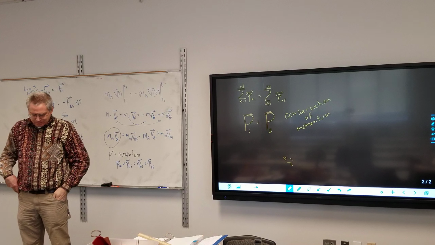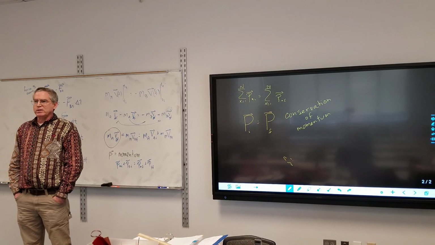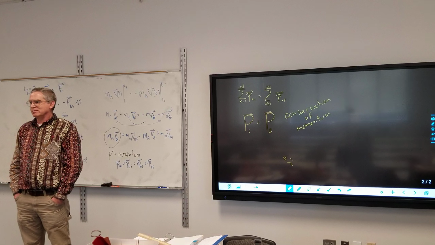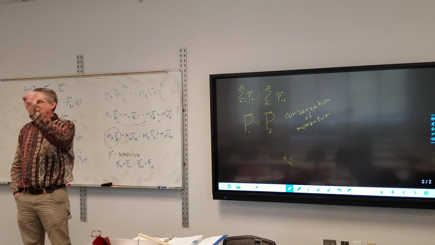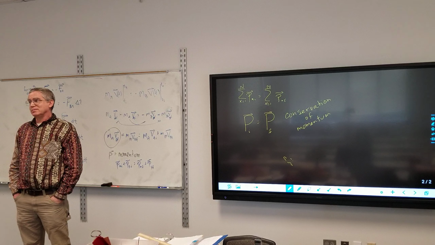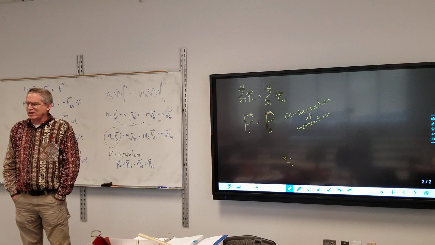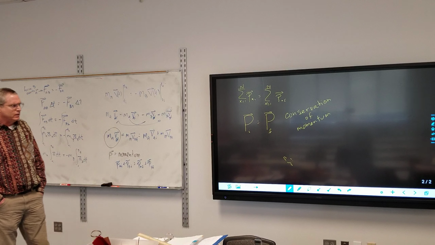I let go of it. It suddenly started increasing in speed. Was the momentum of it still zero as it fell? As the object falls, is the momentum zero? No. But I just said momentum is conserved, yet there's an example right there of momentum not being conserved. Or was it?